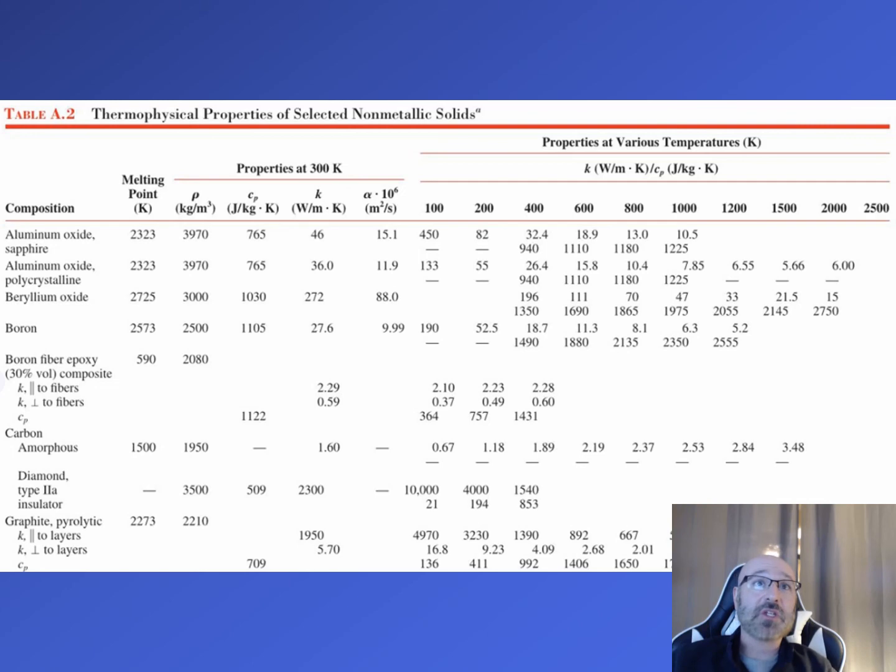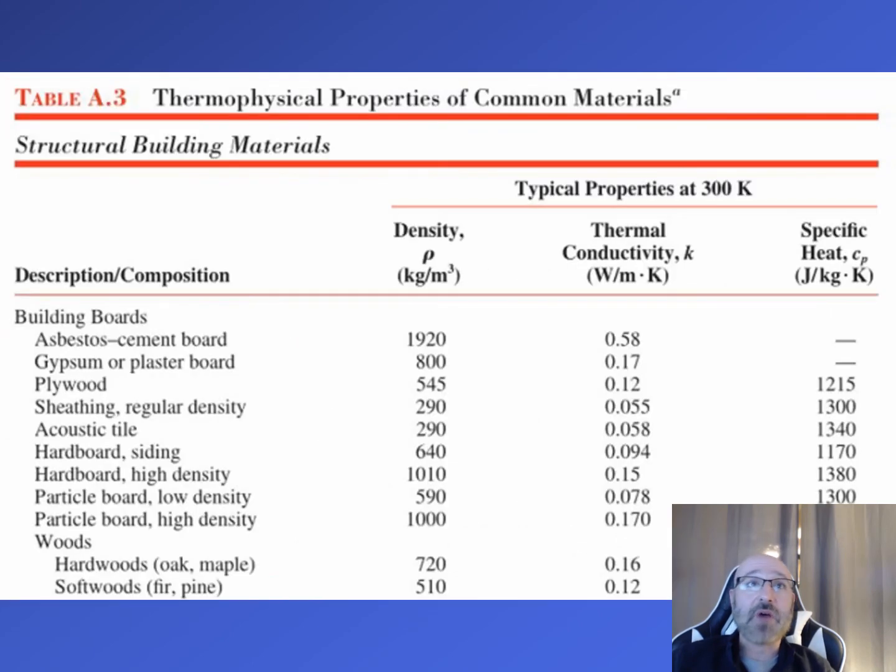Move on to table A2, same type of thing here, but this is for non-metallic solids. So again, if we're looking at boron, there's your melting point, your density, so on and so forth as we go across there. Very similar to A1, but now for non-metallic solids. Then we move on to your table A3, and this is your thermophysical properties for common materials.